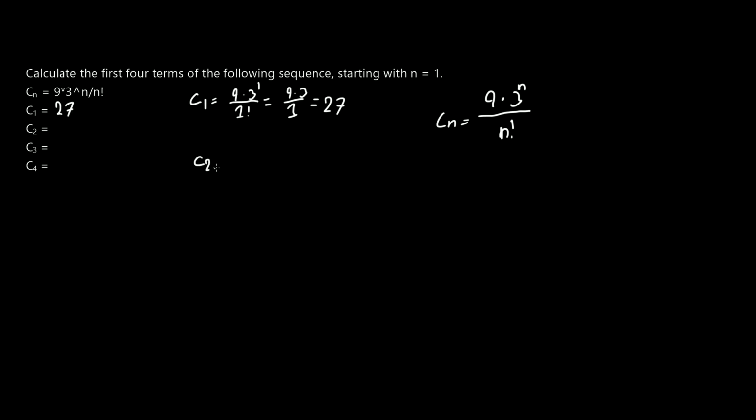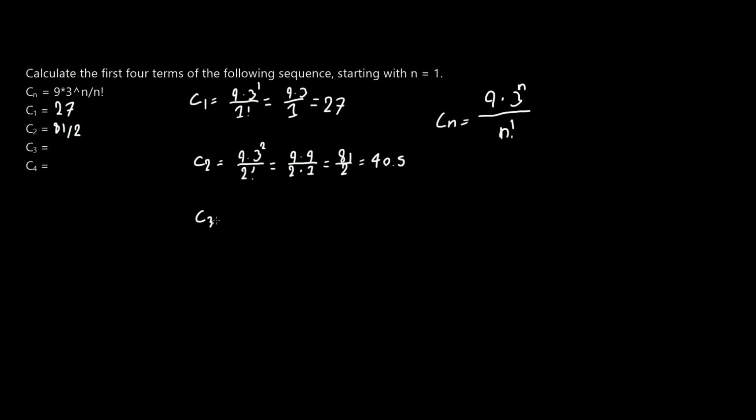And now for c sub 2, we are going to have 9 times 3 to the power of 2 divided by 2 factorial. On top we're going to have 9 times 3 squared, which is 9, and then it's going to be divided by 2 factorial. And 2 factorial is simply 2 times 1. And 9 times 9 is 81, and then it's going to be divided by 2. You can leave the answer as a fraction like this, or just write down 40.5, but I'm just going to leave it as a fraction. So 81 over 2.